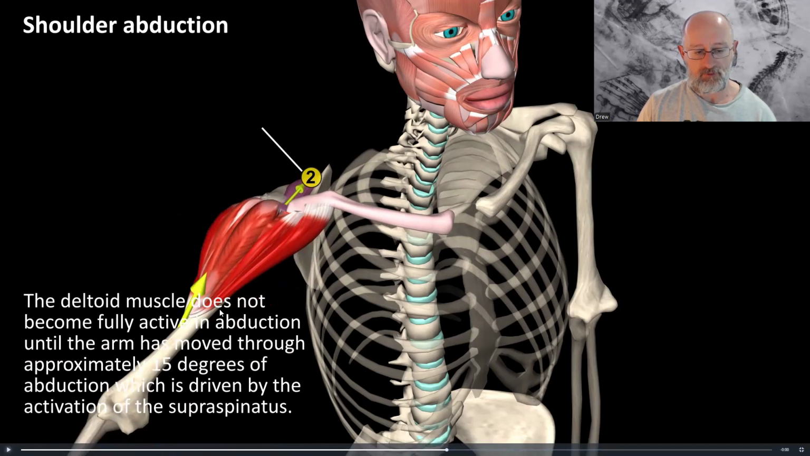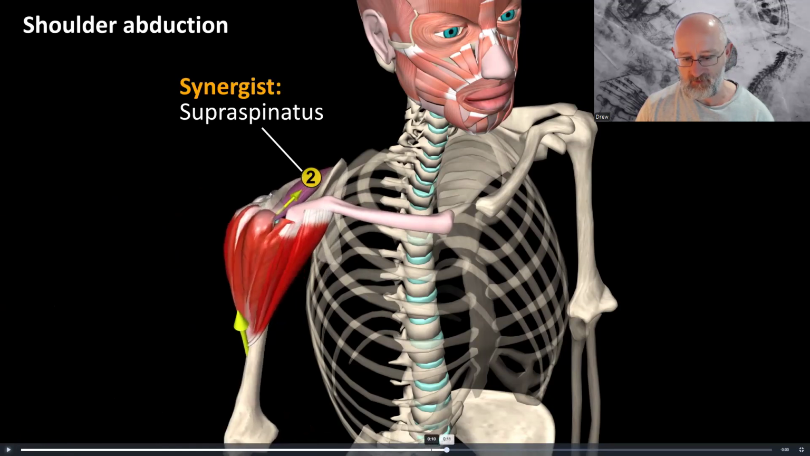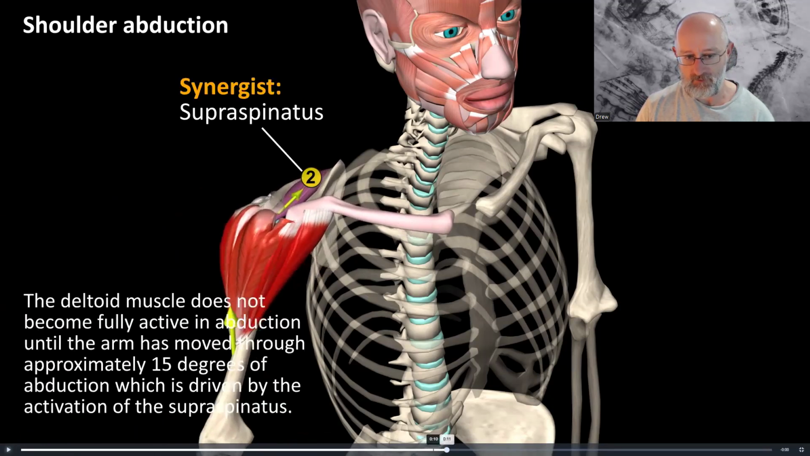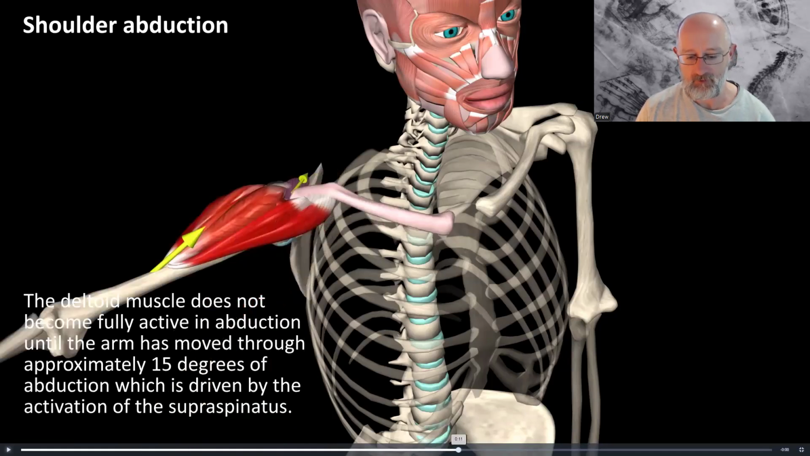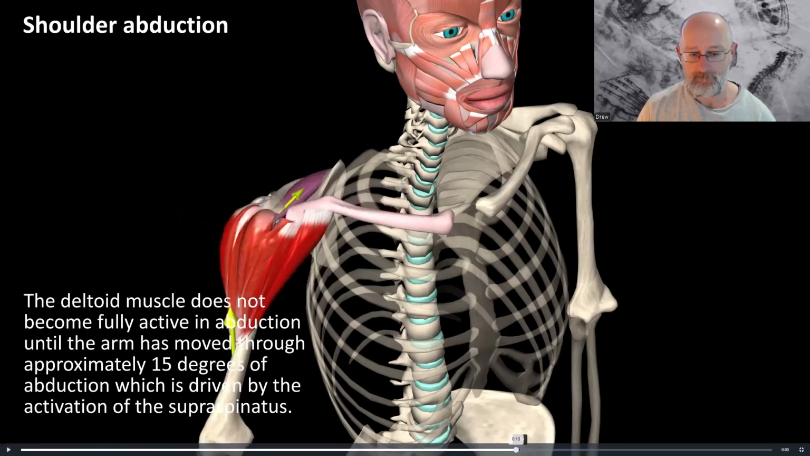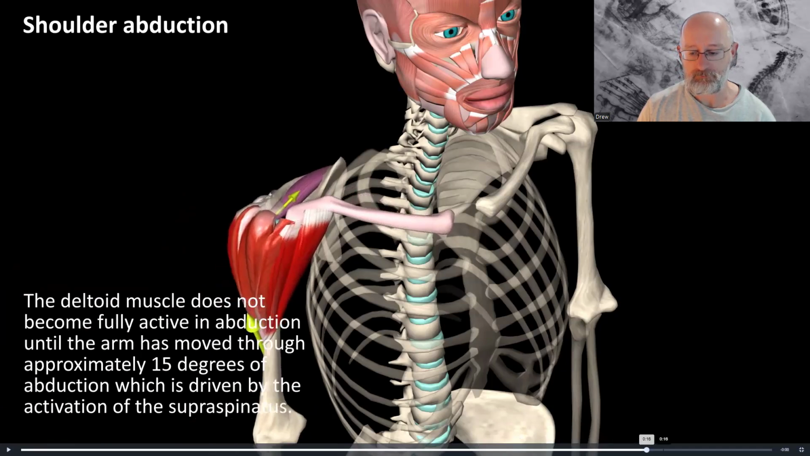The deltoid muscle does not become fully active in abduction until the arm has moved through approximately 15 degrees of abduction, which is driven by the activation of supraspinatus. So this first 10 to 15 degrees here is what this is referring to. The initiation of the movement is typically more supraspinatus. Then the deltoid takes over up to around your armpit level.